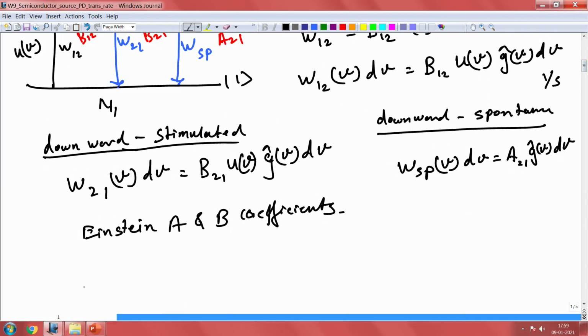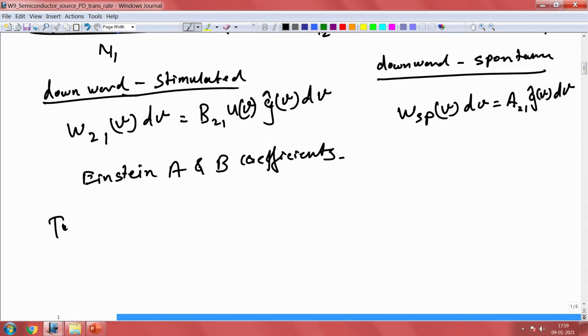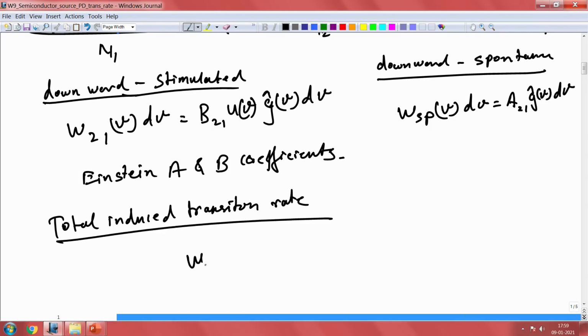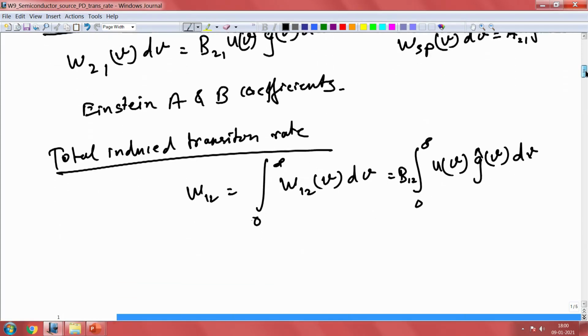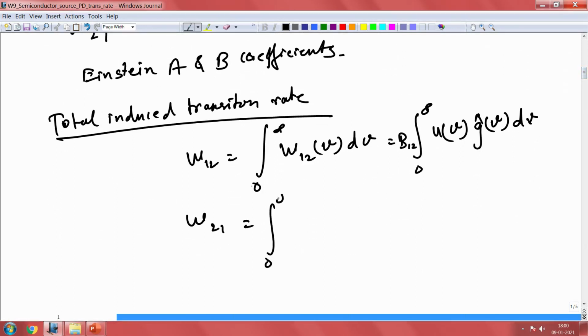So, your total induced transition rate is nothing but W12, which is integrating it with all the frequencies that we have within this, and that would result in B12 integral from 0 to infinity, nothing but your line function here. Okay. Similarly, we can do this for W21 as well. So, W21(nu) d nu, which is B21 integral from 0 to infinity.